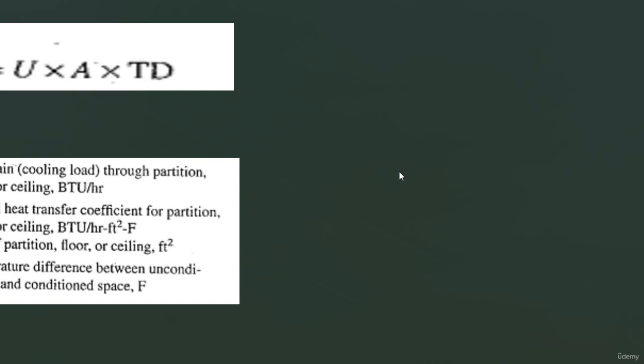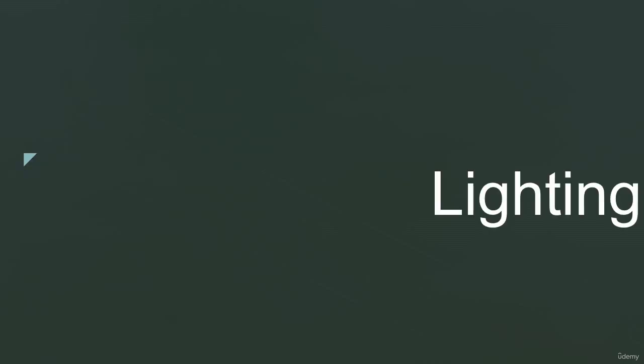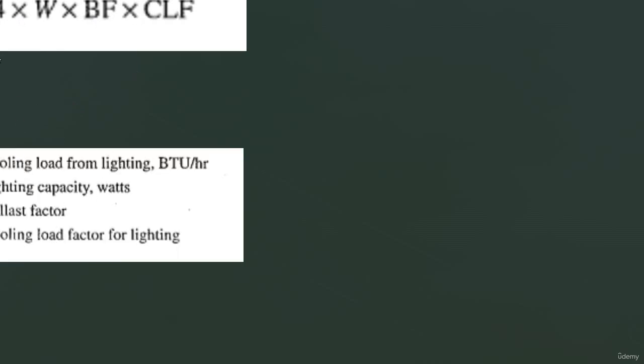So next we move to lighting. The heat gain from lighting is calculated differently. The formula we use for heat gain for lighting is 3.4 multiplied by watt multiplied by BF multiplied by CLF. So Q is cooling load from lighting, and W is the total watts.